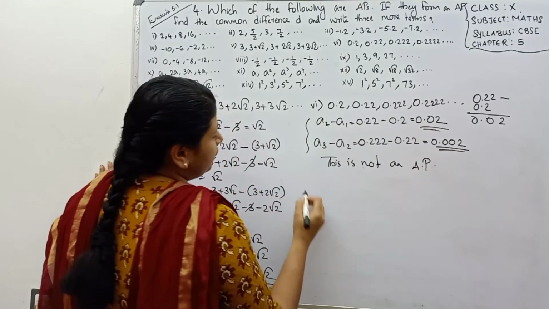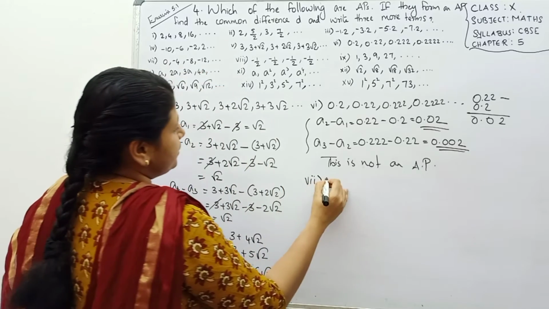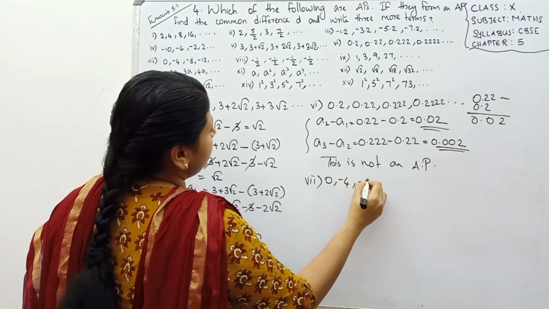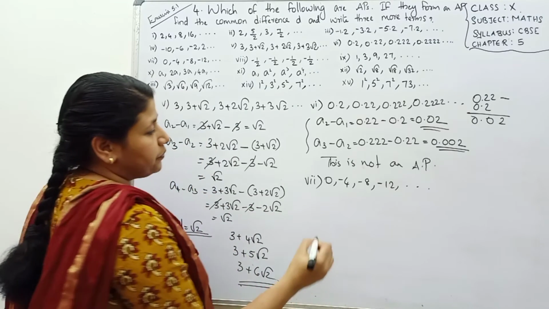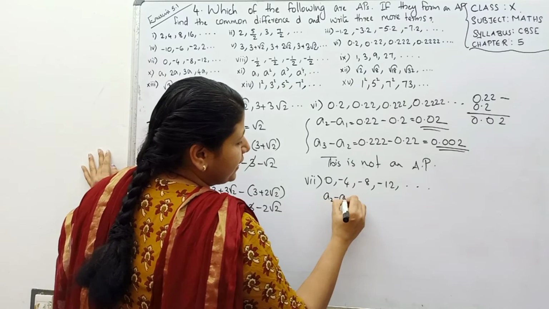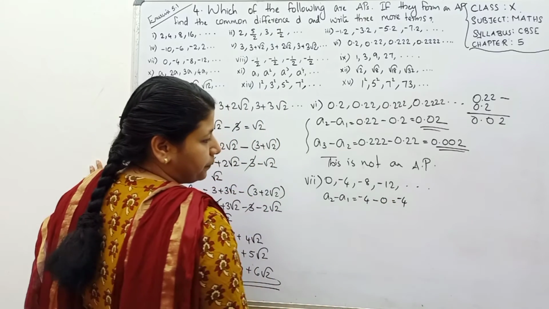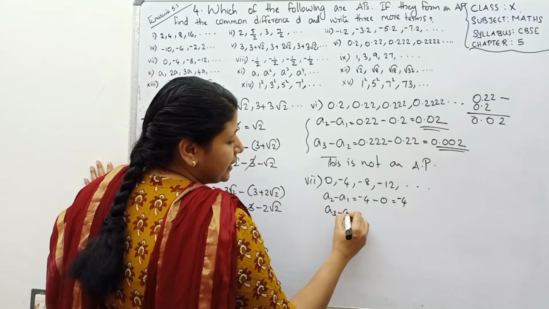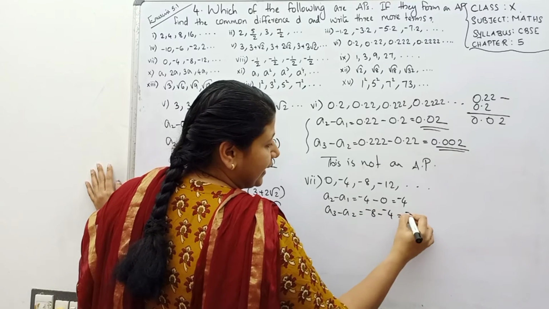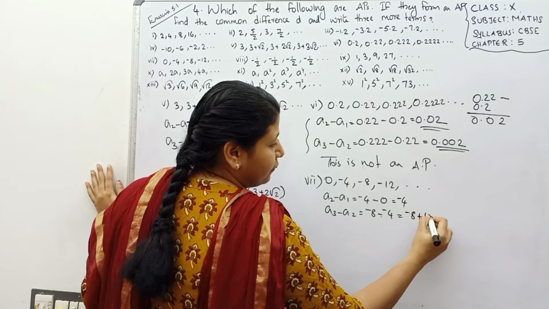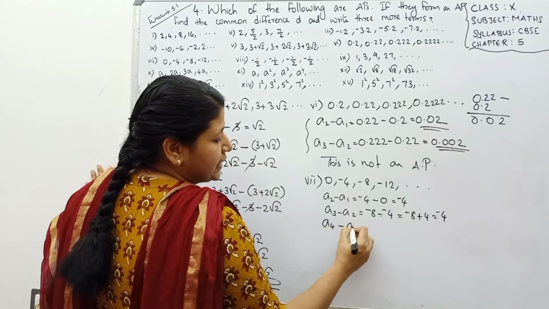Okay. Then seventh question which is this one. 0, negative 4, negative 8, negative 12, and so on. Find out A2 minus A1. Negative 4 minus 0 is negative 4. A3 minus A2, that is negative 8 minus negative 4. That is negative 8 plus 4, that is negative 4. Then A4 minus A3.